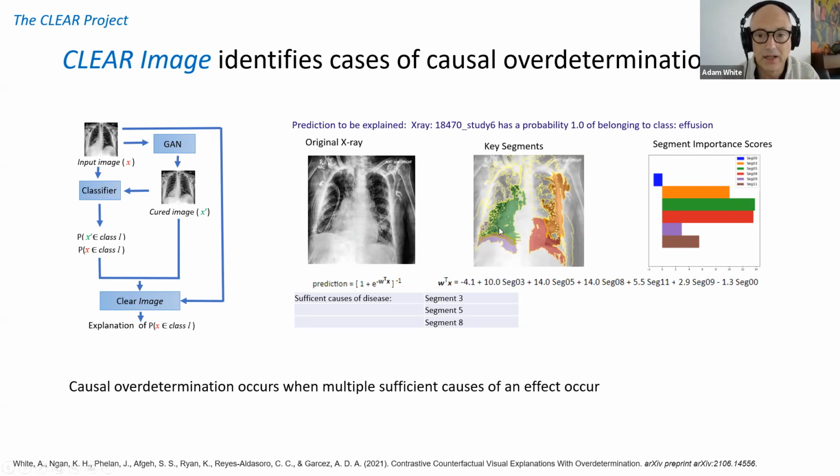So in our example, Clear Image was able to identify 3 sufficient causes, which were segment 3, 5, and 8. And each of these by itself was sufficient to cause the X-ray to be classified as having very close to a probability of 1 of having pleural effusion. And this means that if you were to, say, substitute segments 3 and 5 with their corresponding healthy segments, it would make practically no difference to the classification probability. In order to cure this image, you have to substitute all 3.